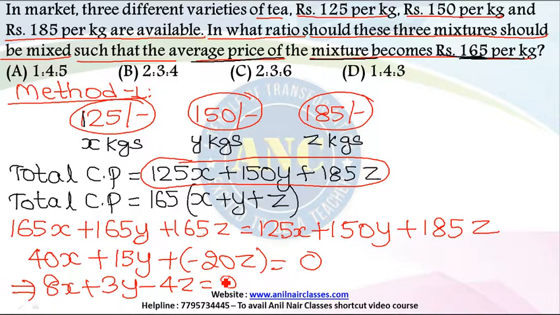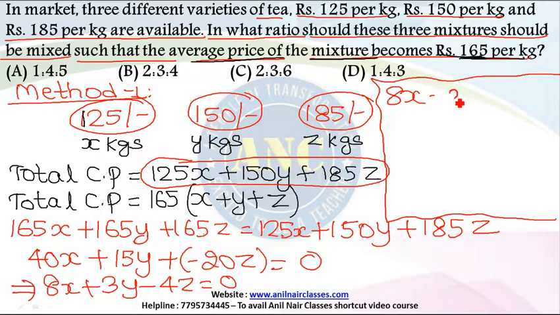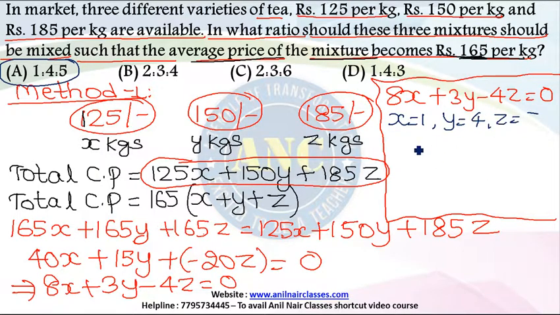Now I have one equation with me, but there are three variables involved, and I need to find the values of x, y and z. The equation which I have is 8x plus 3y minus 4z is equal to 0. Instead of solving this equation, the best way of continuing further is by using answer options. If I take the first option 1:4:5, x value is 1, y value is 4, z value is 5.